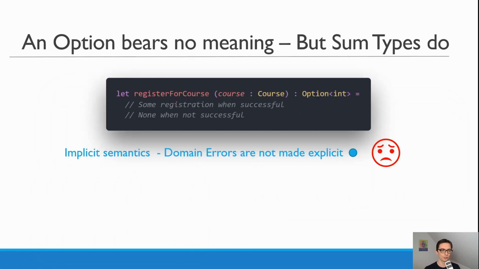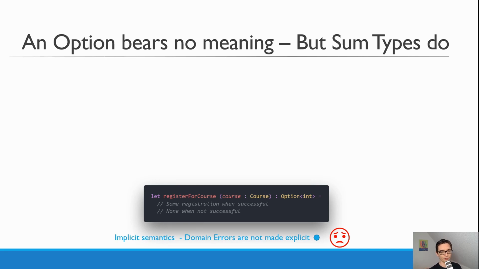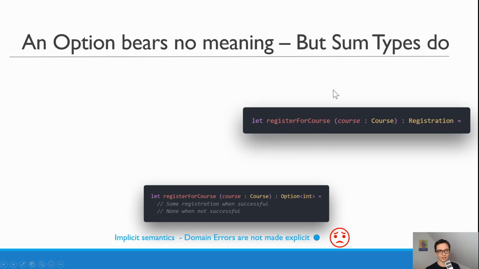Enough of this. So let's have a look how to actually fix those problems that we were talking about, right? So we said an option bears no meaning, but sometimes it actually does. So let's have a look at this here. We have said that the return type is not clear. The none is not clear why this function did not actually register us for a course. So let's actually fix this. So instead of returning an option of int, what we are returning now is a registration. So a registration is a new type that we can handcraft ourselves pretty easily.